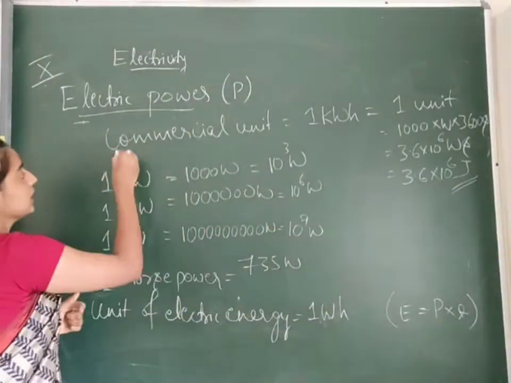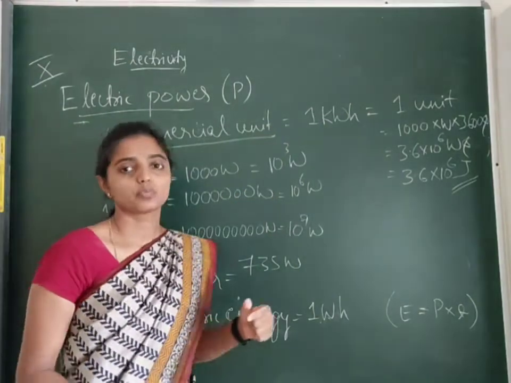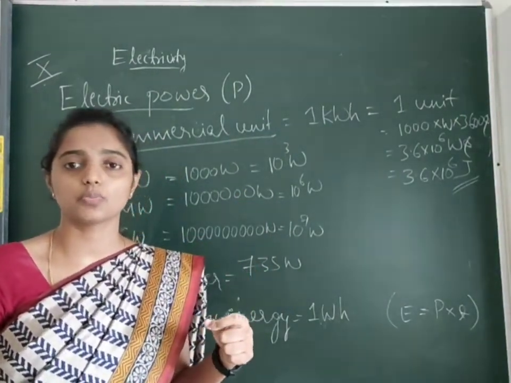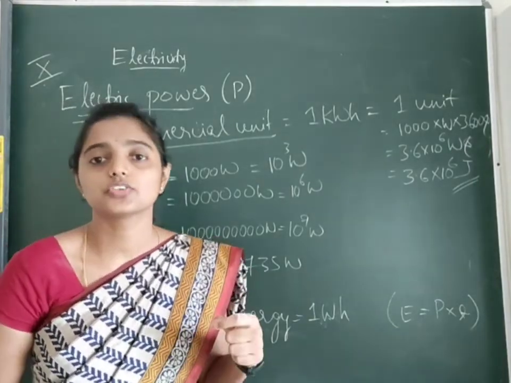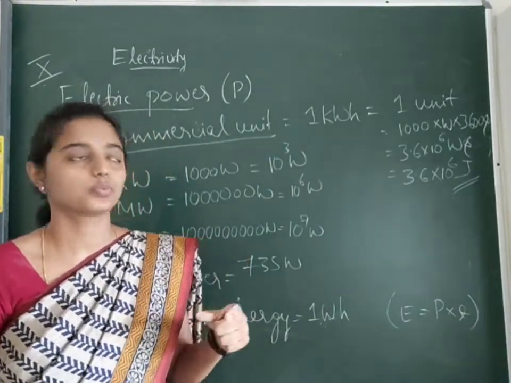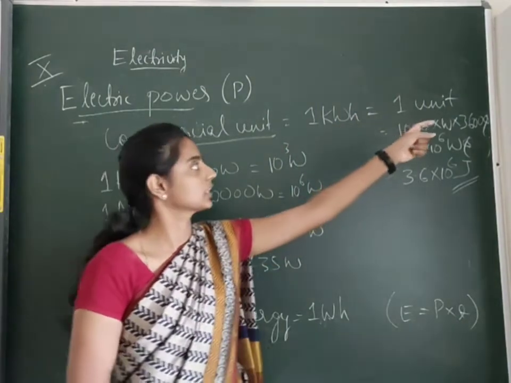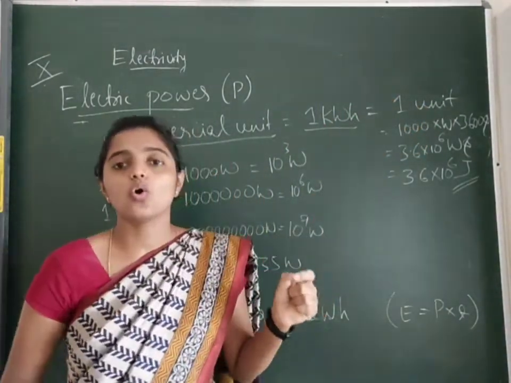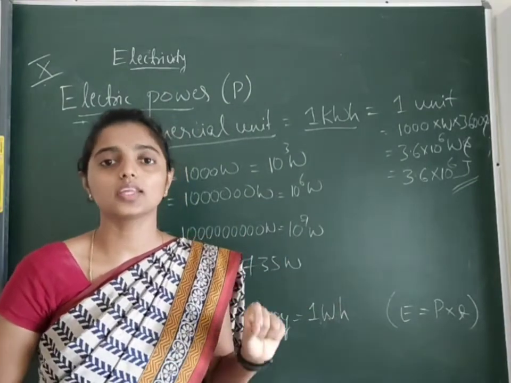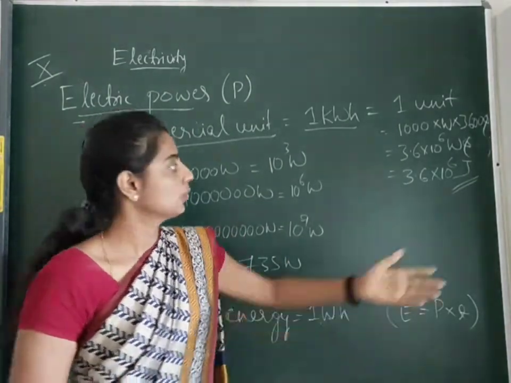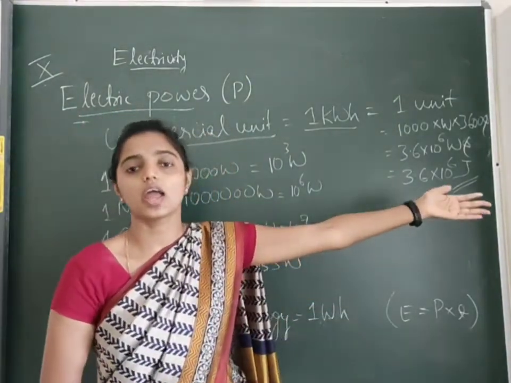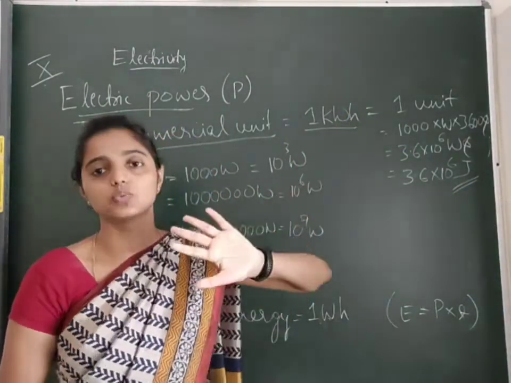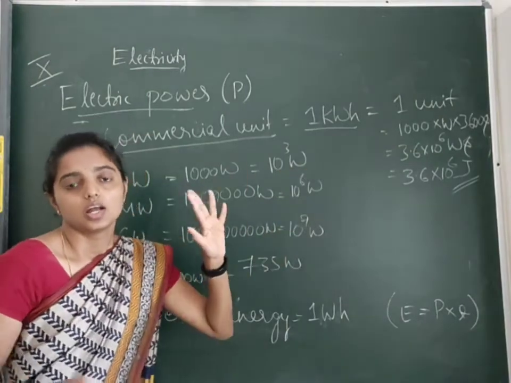As I told, apart from that we will get many different units. Mainly the commercial unit is common, and it is also important from the examination point of view. They will ask what is the commercial unit or what is 1 unit. So the commercial unit is nothing but 1 unit, and 1 unit is nothing but 1 kilowatt hour, 1 kWh. Now here I also wrote a value for 1 unit.